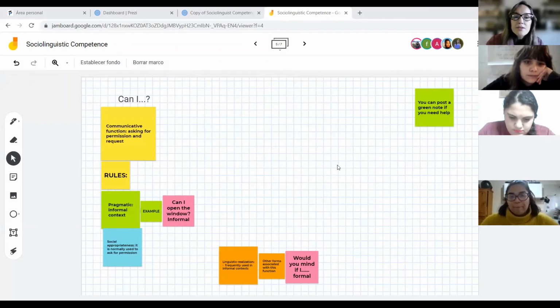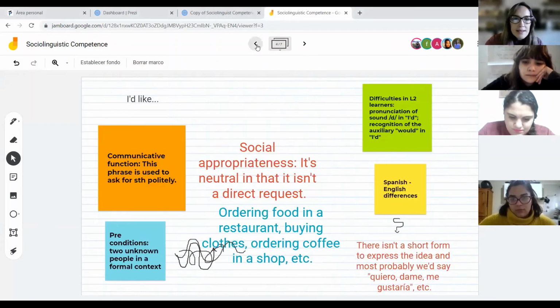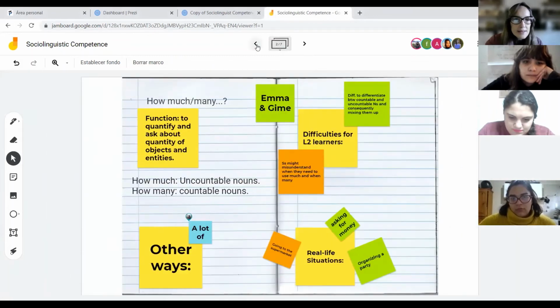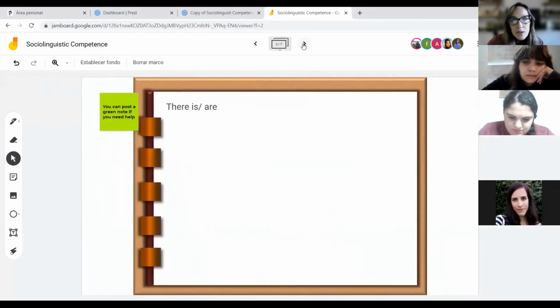What it is that we need to think about, right? So who would like to start? You have chosen can I, I'd like, and how much and how many. I will give you an example of something that might happen, right? With one of the things that you haven't chosen. Let's take there is and there are.